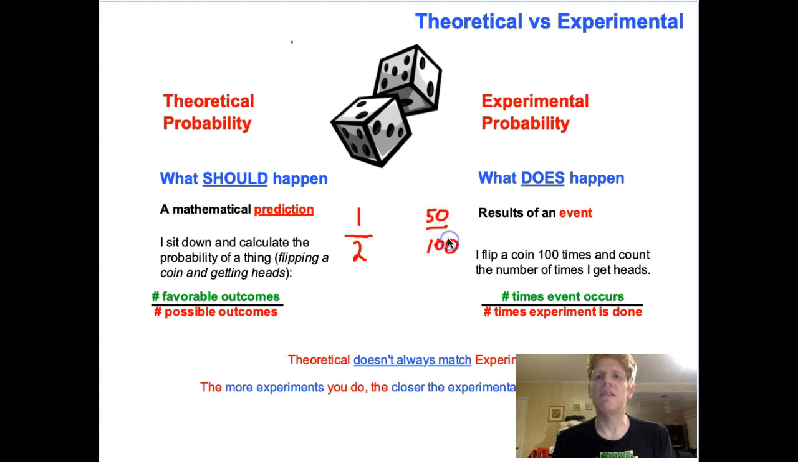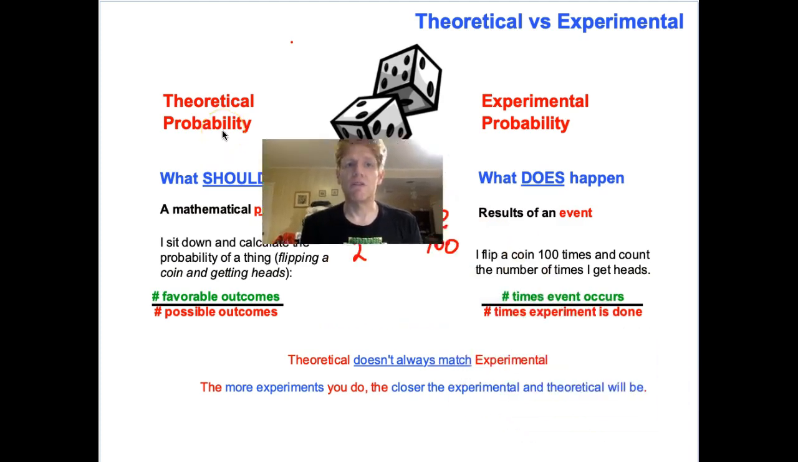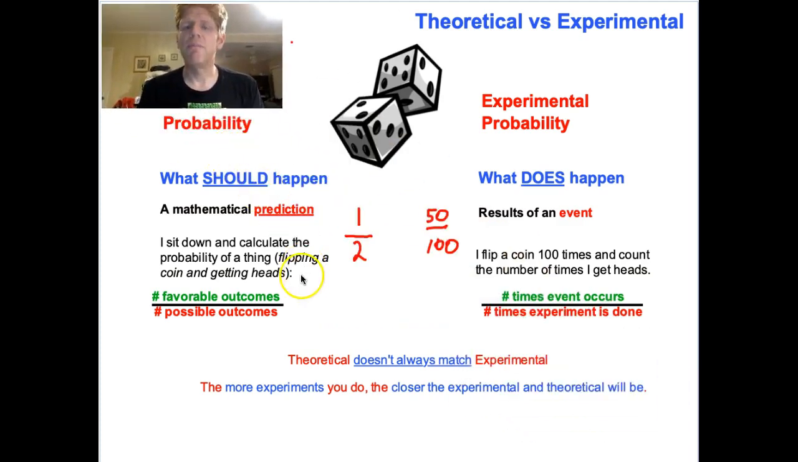But in reality, the experiment doesn't always give you what you want. The theoretical and the experimental don't always match. But the more experiments you do, the closer you get to that theoretical probability. So that if you do 1,000,000 flips of that coin, you're going to get closer and closer to 1/2.